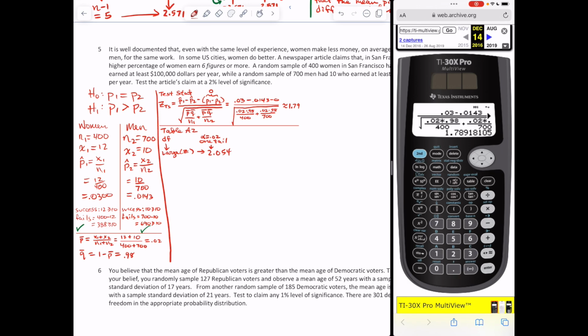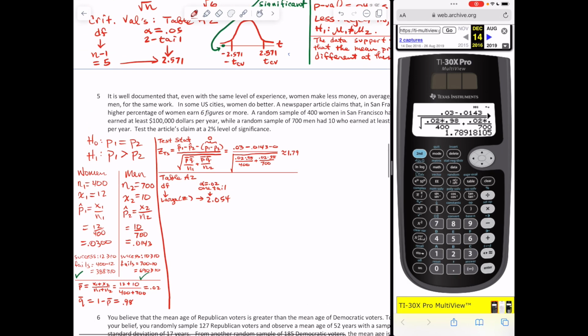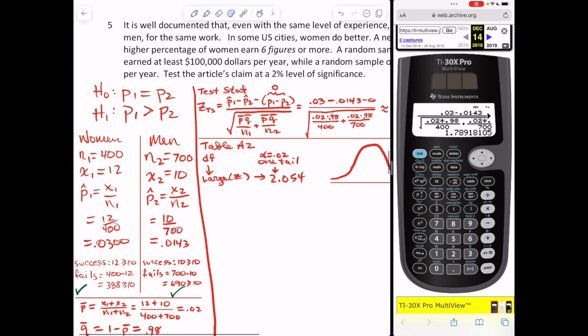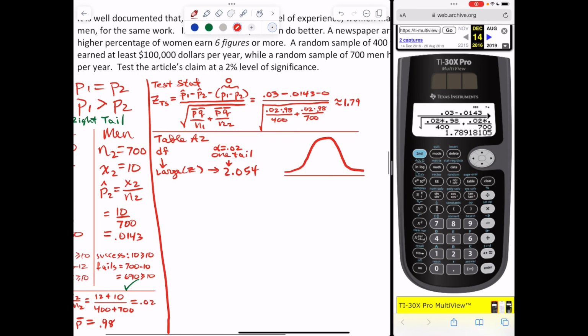Okay, and then I'll just sketch in a little bell curve. I'm actually going to steal the bell curve from the previous page. Looks pretty good to me. Oh, except this is Z, so I don't want to copy that T. Okay, so here's my little curve. And it's a right tail, right? I guess I could have written down here that this is a right tail test. So we'll put this on the right tail, 2.054 right here.